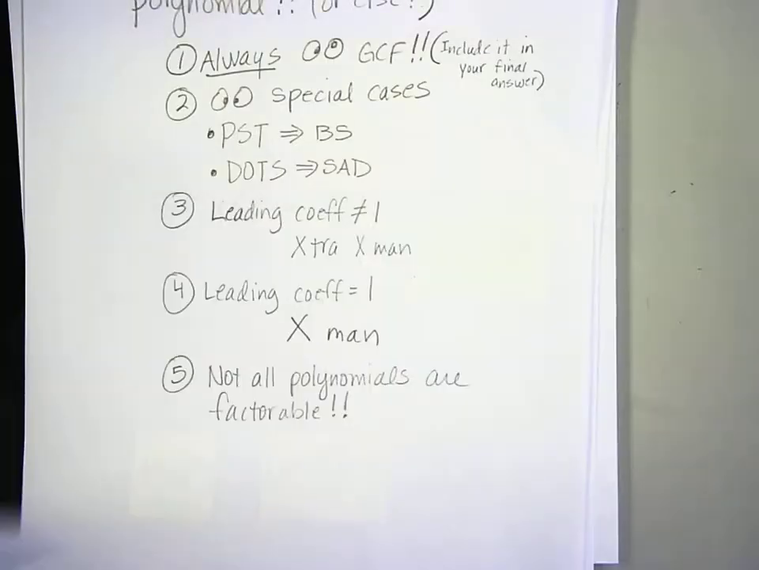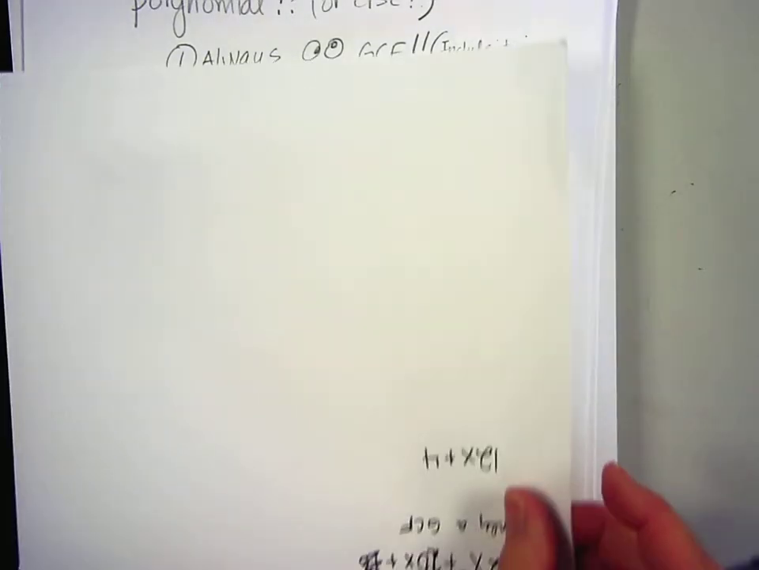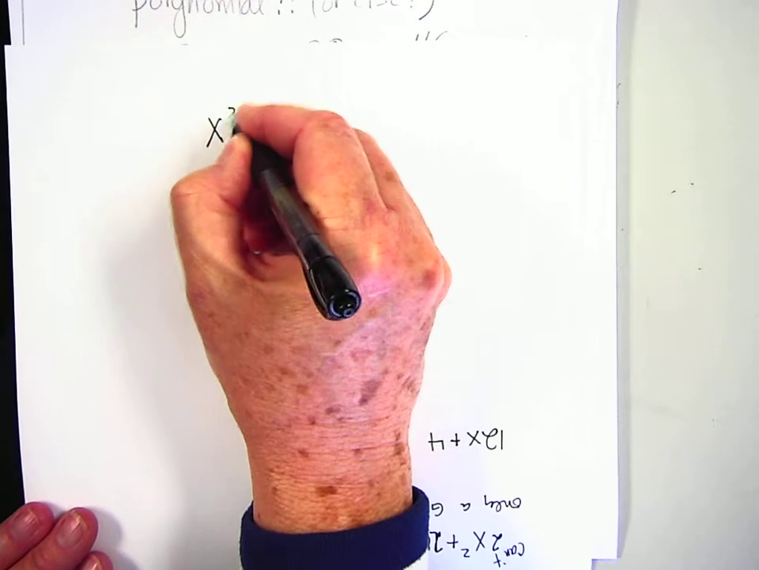Okay, next example is x squared plus 7x plus 10. This is going to be a piece of cake.